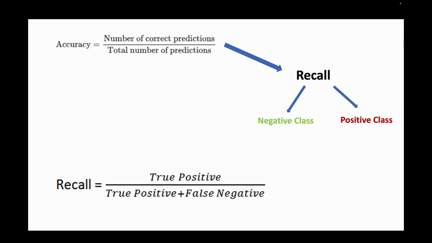And the recall is measured per class, meaning that we have the recall for predicting the positive test, and we also have the recall for predicting the negative test. And here is how the recall is measured. It's just the true positive, which is the test that we predicted to be positive and they're actually positive, over, once again, true positive plus false negative, which are the tests that we predicted not to be positive, but they're actually positive.